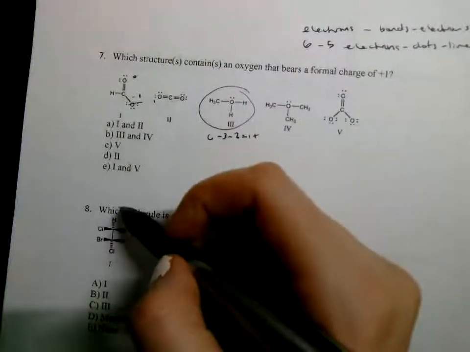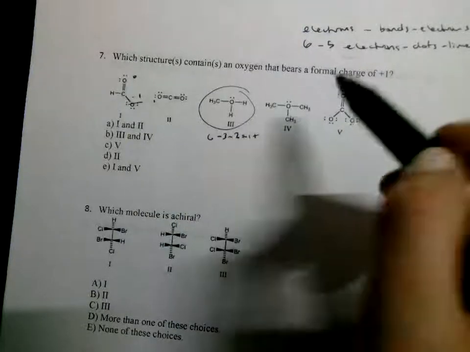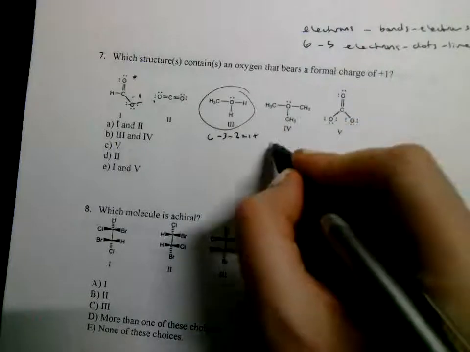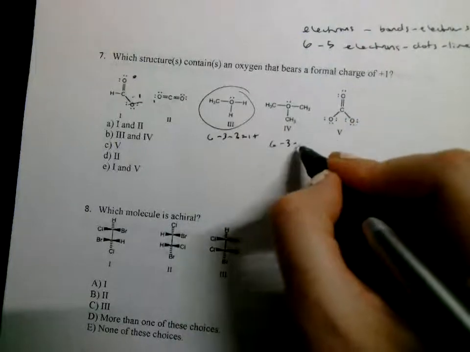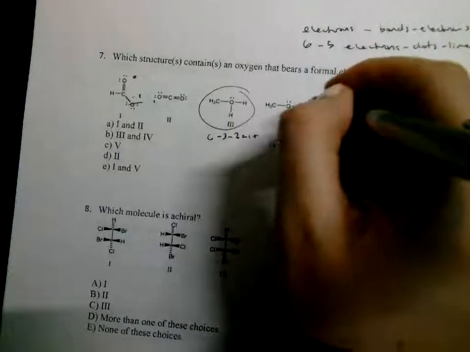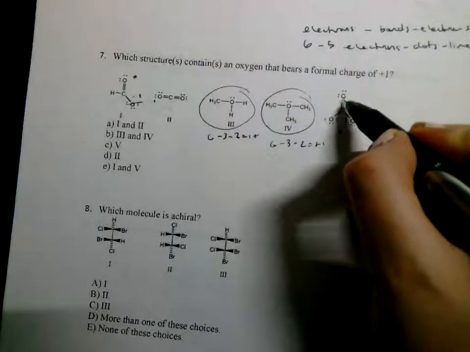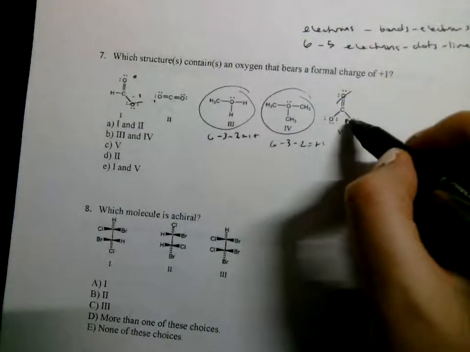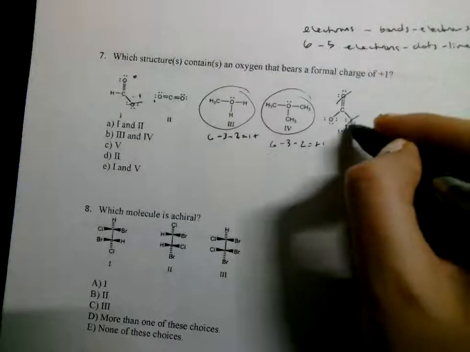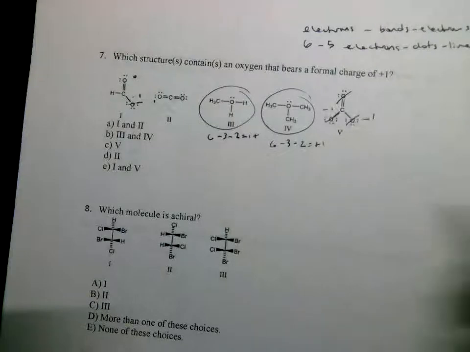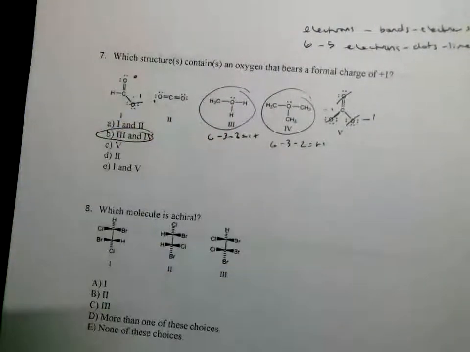But some of these answer choices have more than 1, so I'm going to go through all of them. This again has oxygen with 1, 2, 3, 4, 5 things around it. 6 minus 3 bonds minus 2 electrons equals +1. So this one also. See, this oxygen has 6, so that's neutral. This has 7, so that's -1. And this has 7, so that's -1. So the right answer would be 3 and 4, so that should be answer choice B.